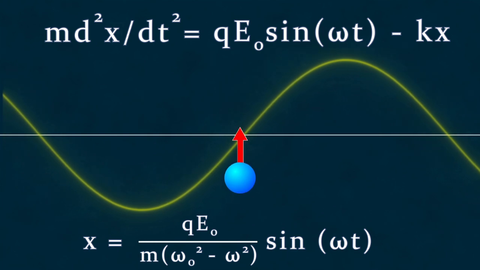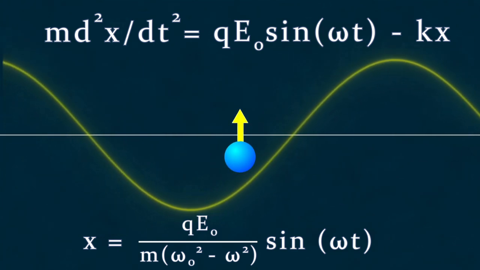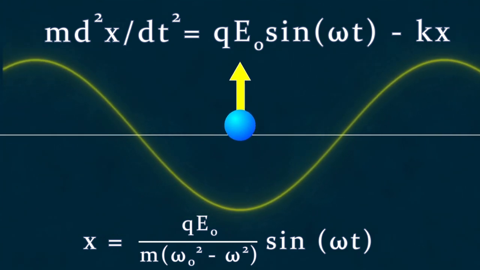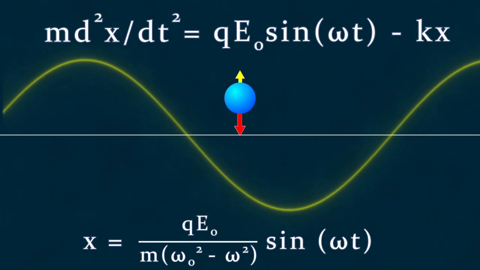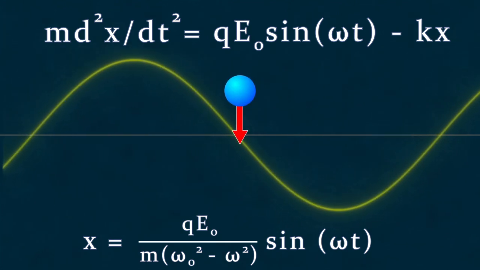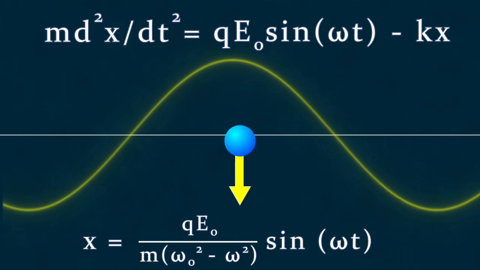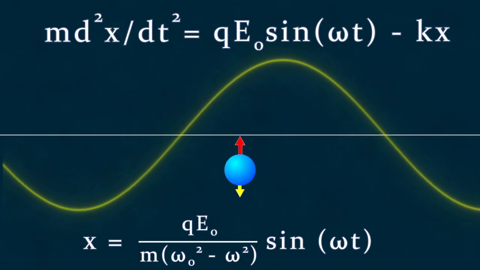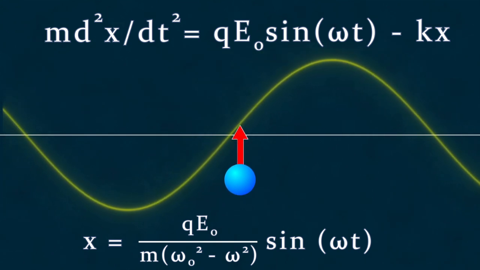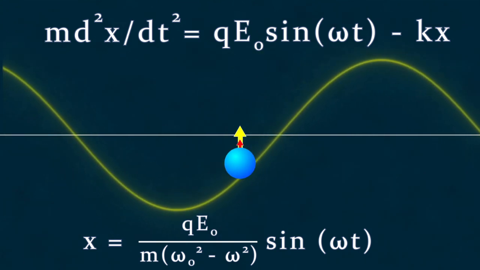It is the so-called equation of forced oscillations. If omega 0 and omega, that is, the natural frequency of oscillations and the frequency of the forcing force, are equal to each other, the amplitude of oscillations by this formula becomes infinite. This is the so-called resonance phenomenon.